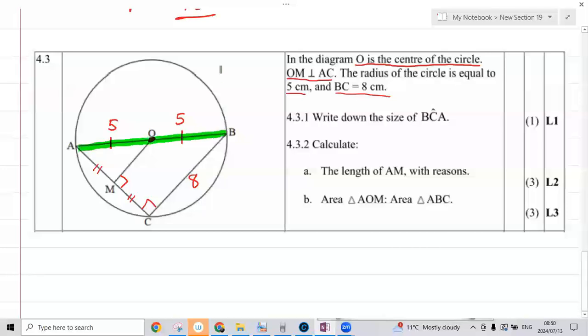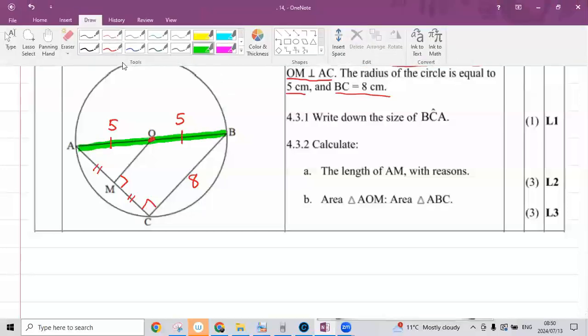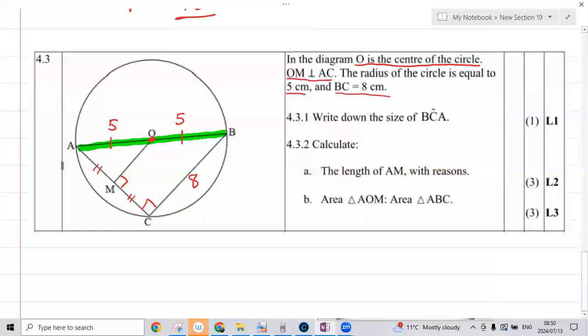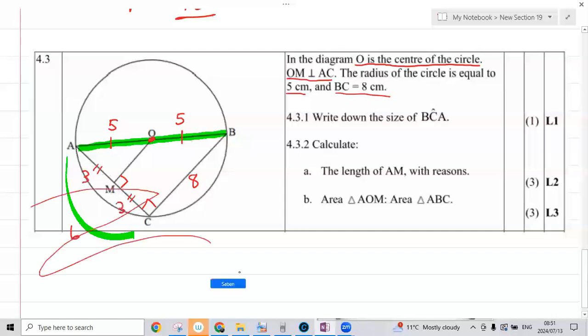So if we are using Pythagoras now, which we are going to be using, the length of AB is 10, so it'll be 10 squared minus 8 squared. Remember, hypotenuse squared minus the other side squared equals 36. And then the square root of our answer is 6. So that means this whole side here, AC, is going to equal 6. So the whole side is 6. And because we know that AM is equal to MC, so that's going to be 3 and 3.